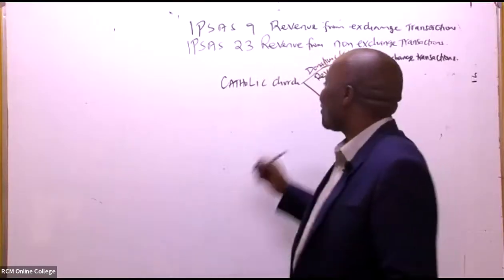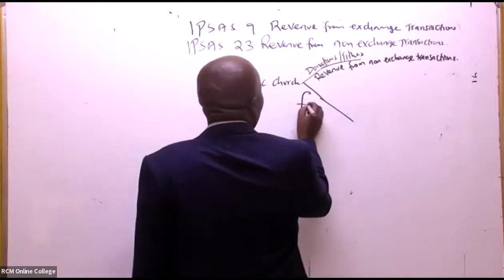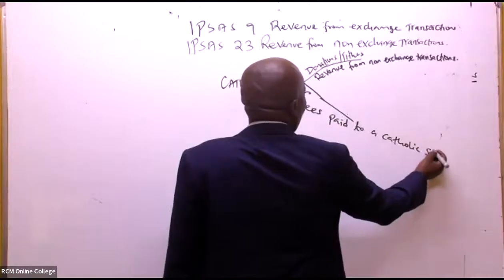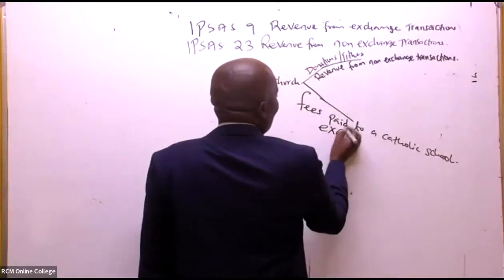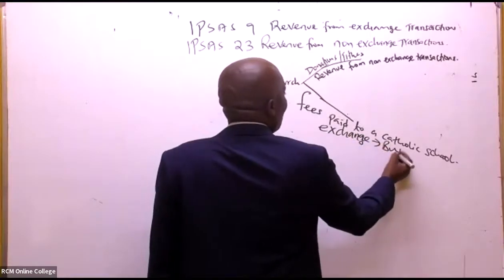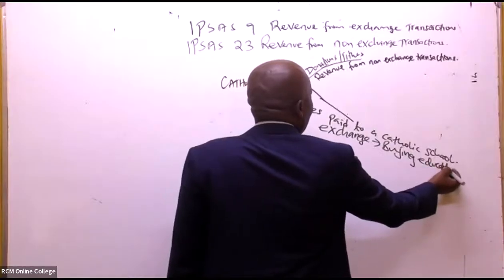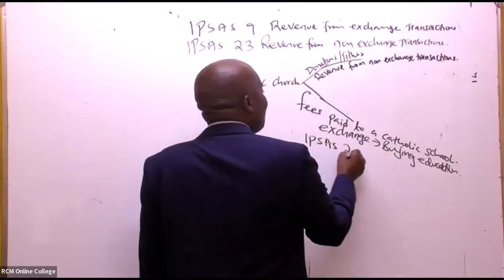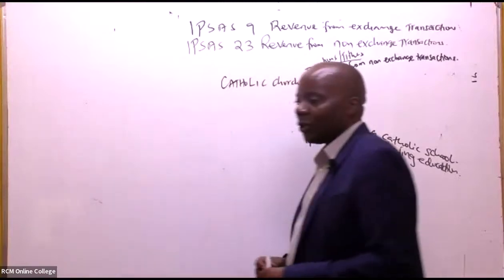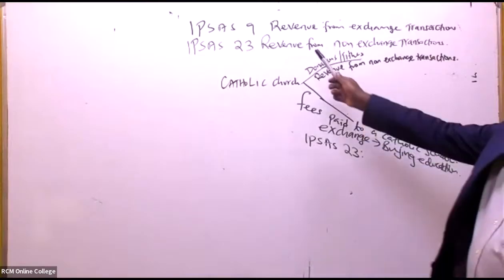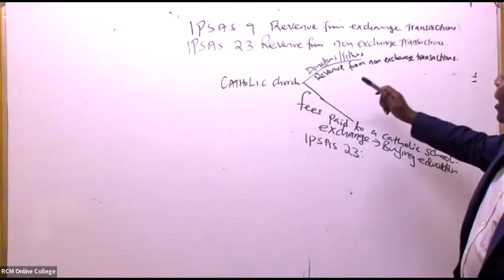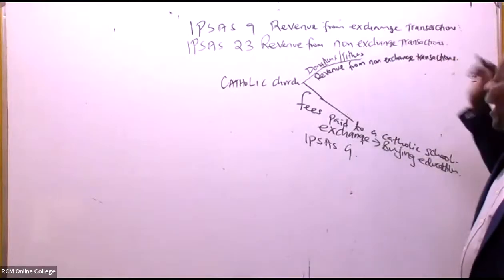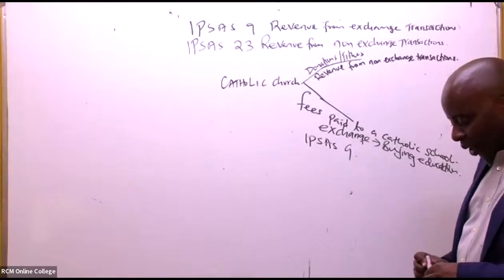So if you pay fees to a Catholic school, in this case, this is exchange, because you are buying education. You are getting something in exchange. So this one will be accounted for under what we call IPSAS 23. Sorry, it will be accounted for under IPSAS 9, which is revenue from exchange transactions.